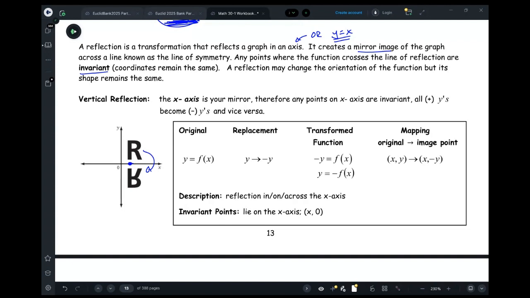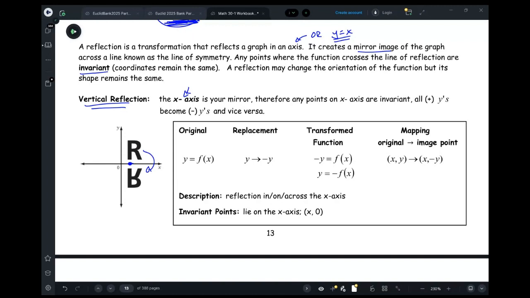Now, a vertical reflection is going to be one such that the x-axis is the mirror. Now, you gotta watch out for that. That can be a little bit tricky for people to get their heads wrapped around this. This is a vertical reflection, but it's the x-axis that's our mirror, not the y-axis.